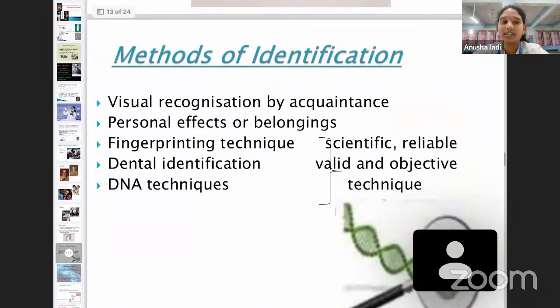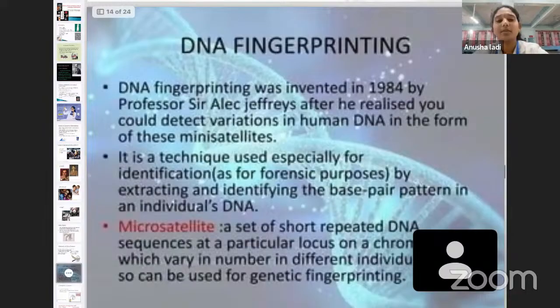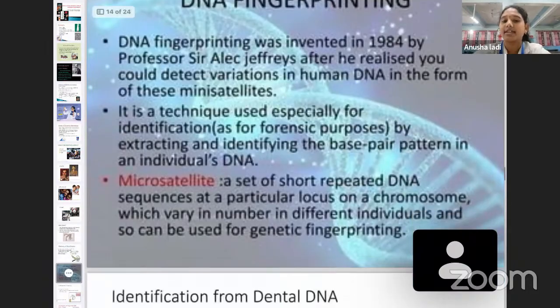Then methods of dental identification. Firstly, visual recognition and personal effects or belongings. Nowadays, scientific and valid techniques are the fingerprinting technique, dental identification, and DNA techniques. Firstly, DNA fingerprinting. DNA fingerprinting was invented by Sir Alec Jeffreys. DNA fingerprinting is also known as DNA profiling, which is used to identify an individual based on their unique DNA characteristics. Then, microsatellites are short tandem repeat DNA sequences at a particular locus on a chromosome, which vary in number in different individuals. So it can be used for genetic fingerprinting.